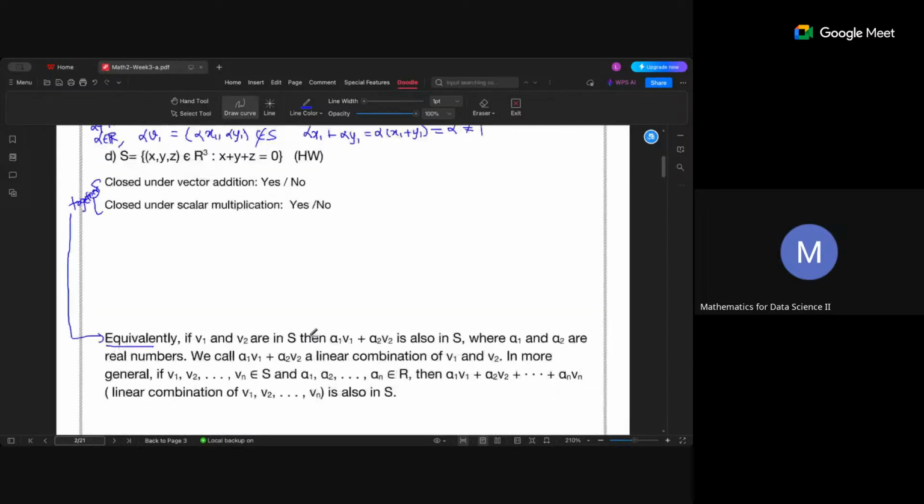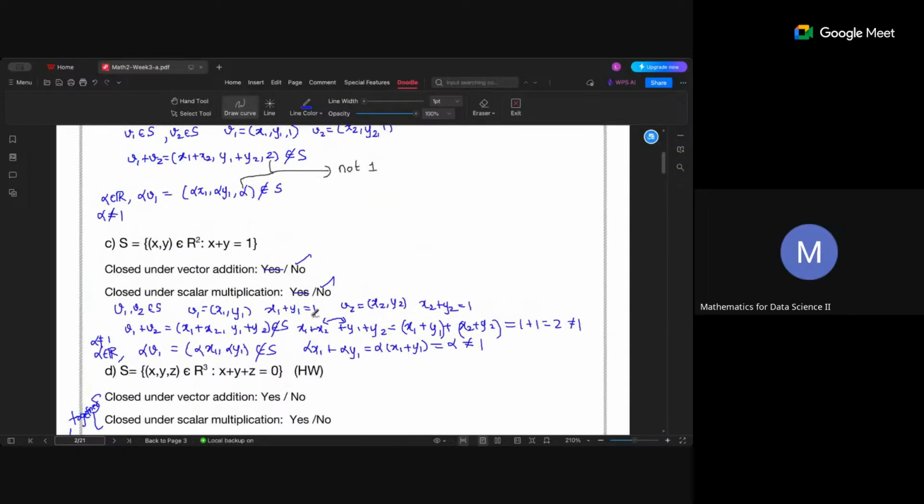Now just going back here. For example, take this one. In this case, does 0 belong to S? No, because 0 plus 0 is equal to 0, which is not in S. So the answer is no. It means S has no additive identity.